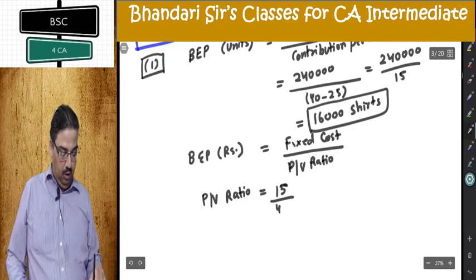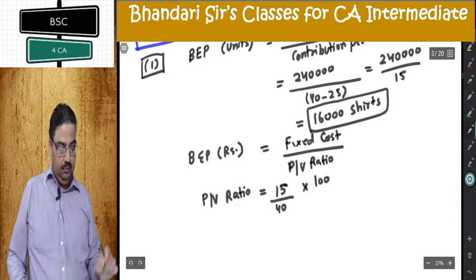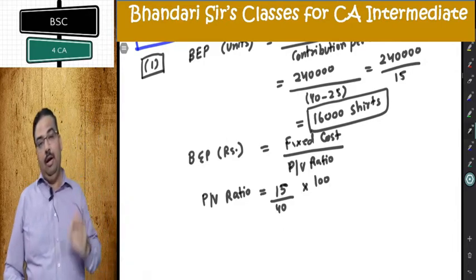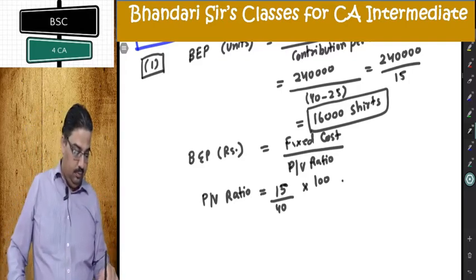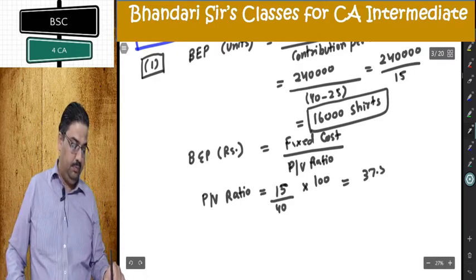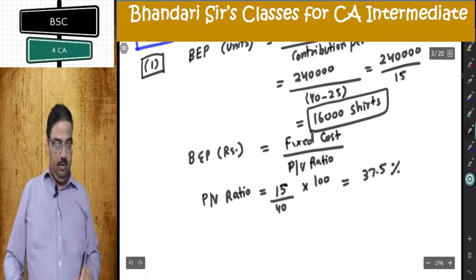(15 divided by 40) into 100. Contribution per unit divided by selling price per unit into 100, for percentage. That is 37.5%.